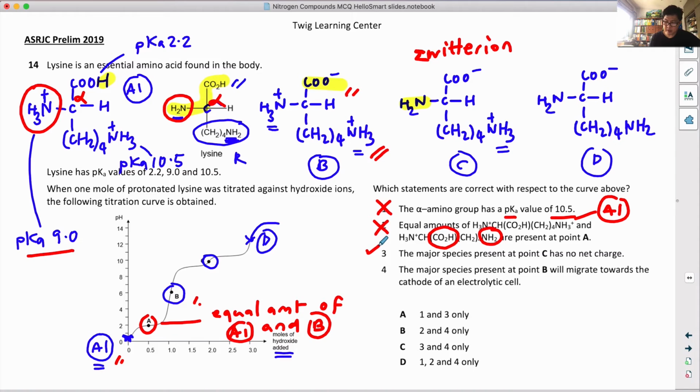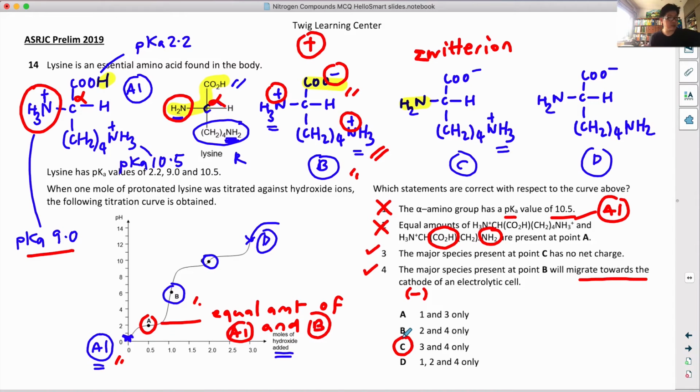The major species present at point B will migrate towards the cathode of an electrolytic cell. Cations will migrate to the cathode. Let's look at point B. What's the net charge? There's a plus here, a plus here, and a minus. So the net charge is still a plus, so we can take it to be a cation. A cation will migrate towards the cathode, the negative electrode. So this is definitely correct. The answer is C for this question.